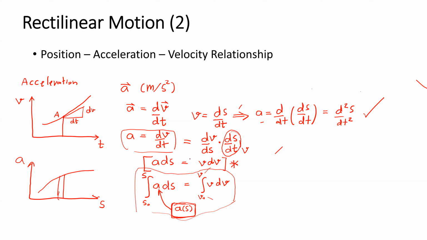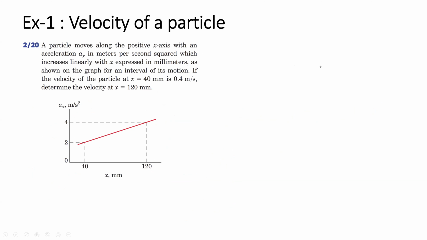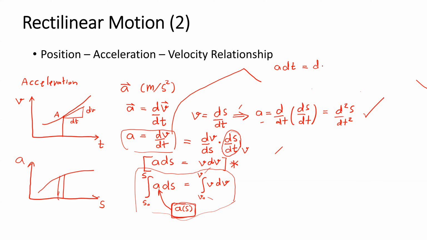We are going to jump back to the previous page, but before we go back to that, let's zoom in to the basic relationship here. We can write down that a dt is equal to dv, which means if we do the integral from V0 to V, it should equal the integral of a dt from T0 to T.